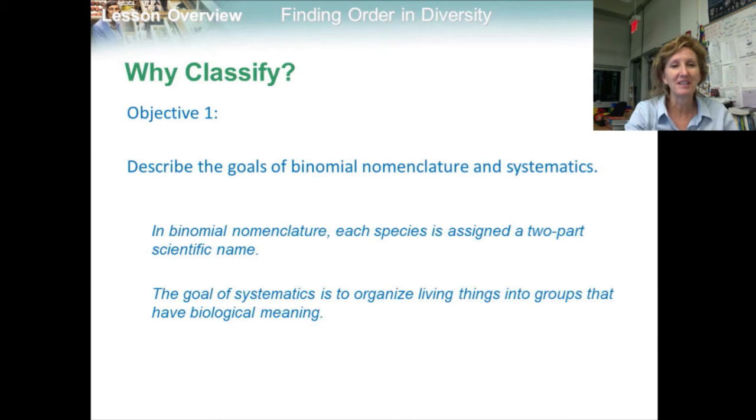Anyhow, objective 1 again was to describe the goals of binomial nomenclature and systematics. And the goal of binomial nomenclature is that each species is assigned a two-part scientific name. And the goal of systematics is to organize living things into groups that have biological meaning.